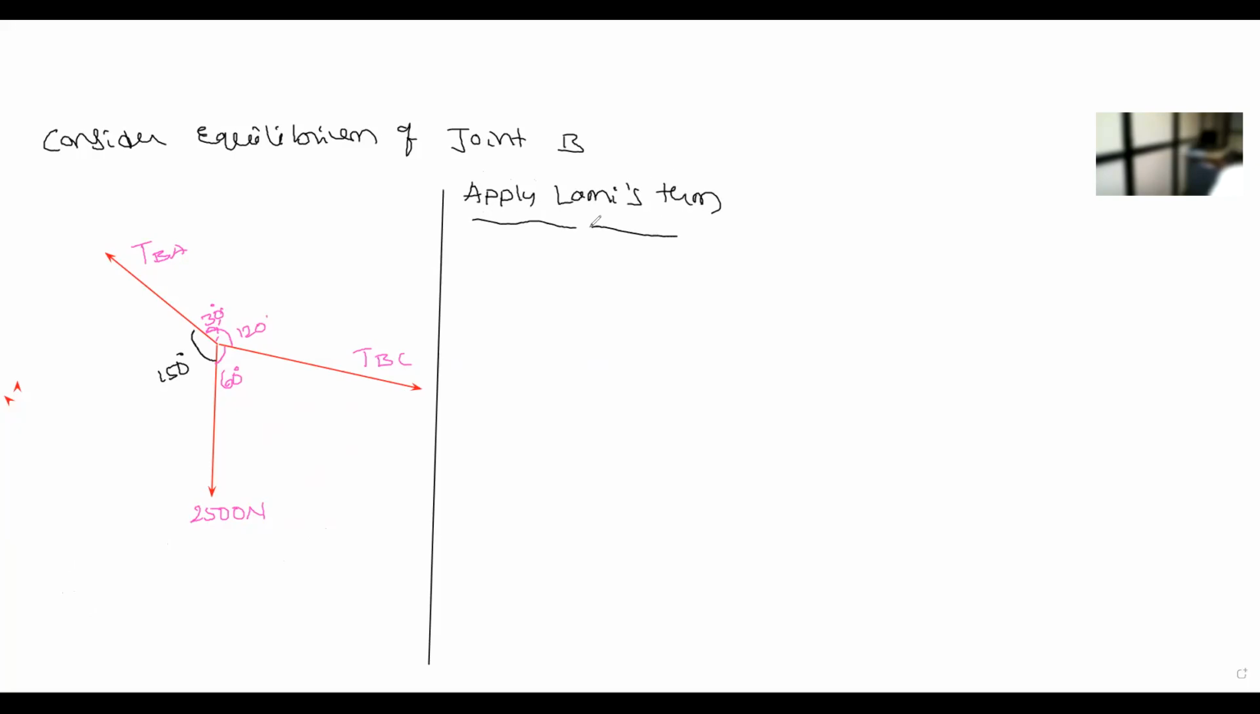Tell me, tension in the member BA, the opposite of BA is how much? Sin 60 degree. This is equal to tension in the member BC, the opposite of BC is sin 150. Next, this is equal to the weight acting downward, 2500 Newton. Weight is opposite to the other two forces. How much is it? Sine 150.